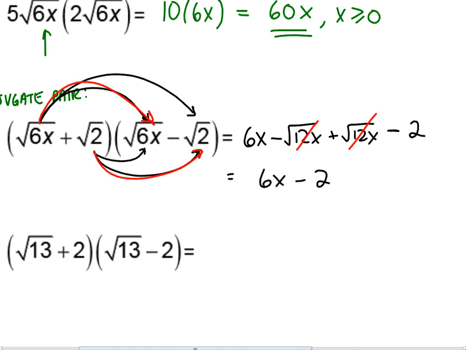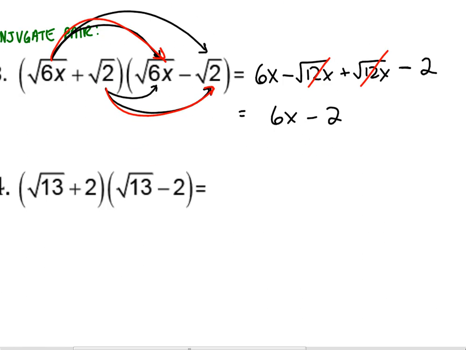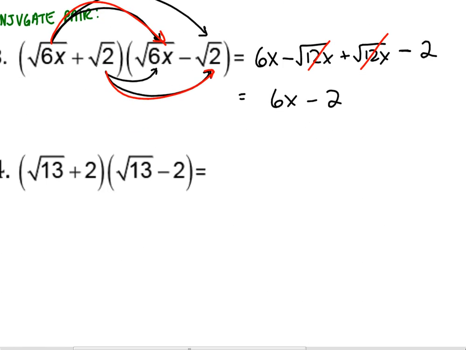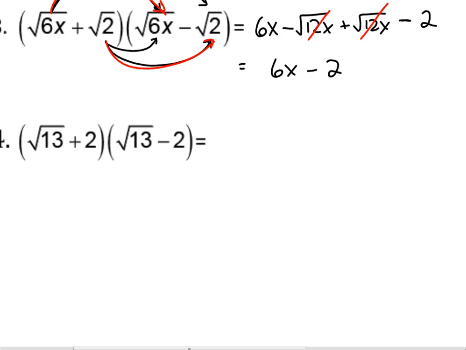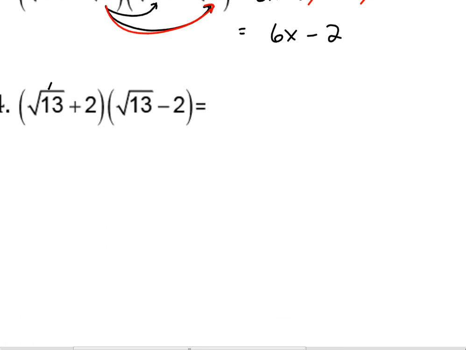Okay. So is this guy a conjugate pair? Yes, they're identical except for the sign. Everything has to be identical except for the sign. So we only need to multiply the first and the last. What's root 13 times root 13?